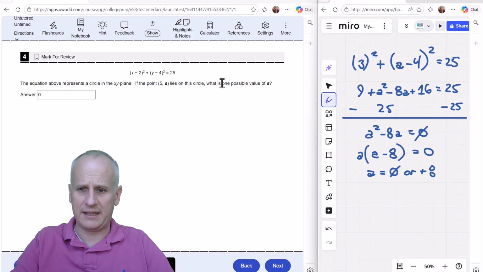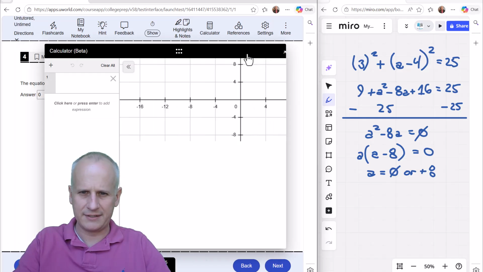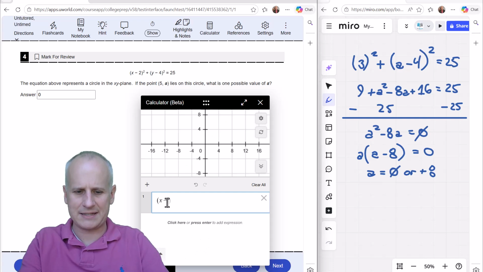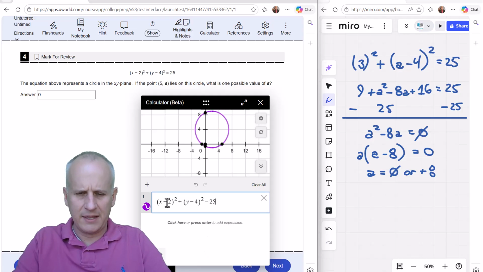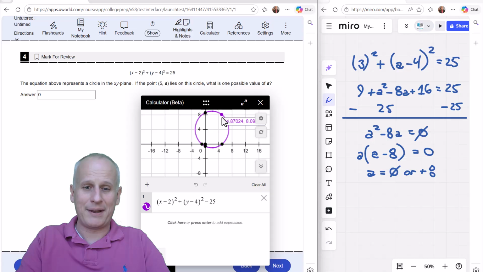And again, we could go back into our calculator here, and let me just shrink this thing down again because it's pretty big as the default. If I were to plug that back in as x minus 2 squared plus y minus 4 squared is equal to 25, well, there's my 5 right here, but if I were to come up here, there'd be another 5 exactly at 8. It's a little bit clunky, but you can kind of see where it's coming in. But I don't need to do this.